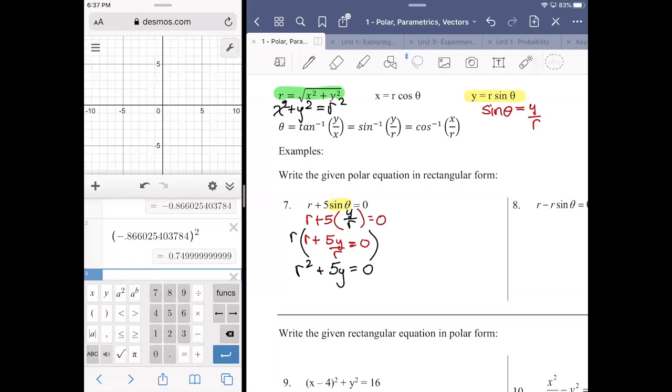All right, so I'm going to replace the r squared with an x squared plus y squared. And we still have the 5y, and we still have the 0. Now it's already shaping up like, whoa, I think maybe the polar form is probably the way to go.